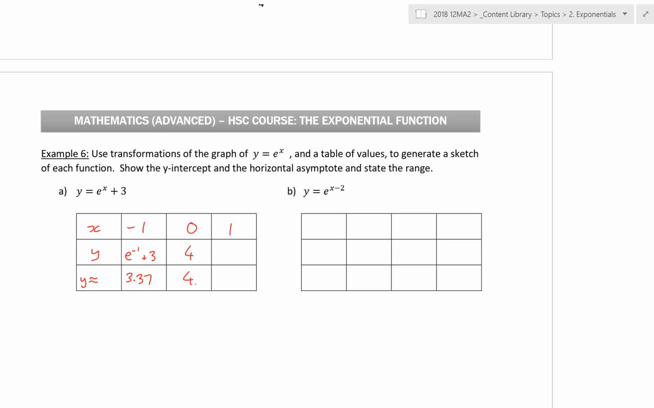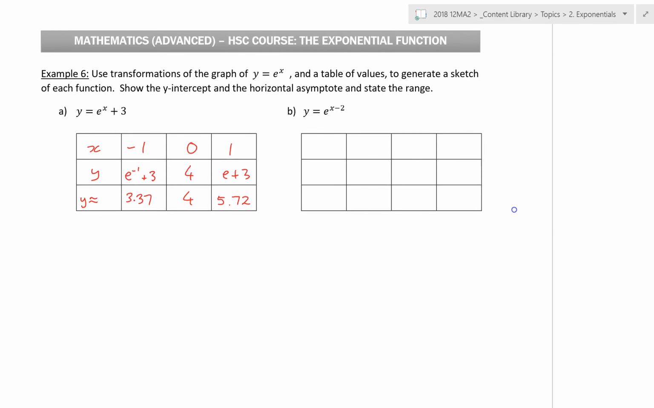And now if I plug a 1 into this, e to the 1, that's e plus 3, and that's going to be about 5.72. So we've got to sketch this. We need the y-intercept, the horizontal asymptote, and the range. That's what it's asking for here.